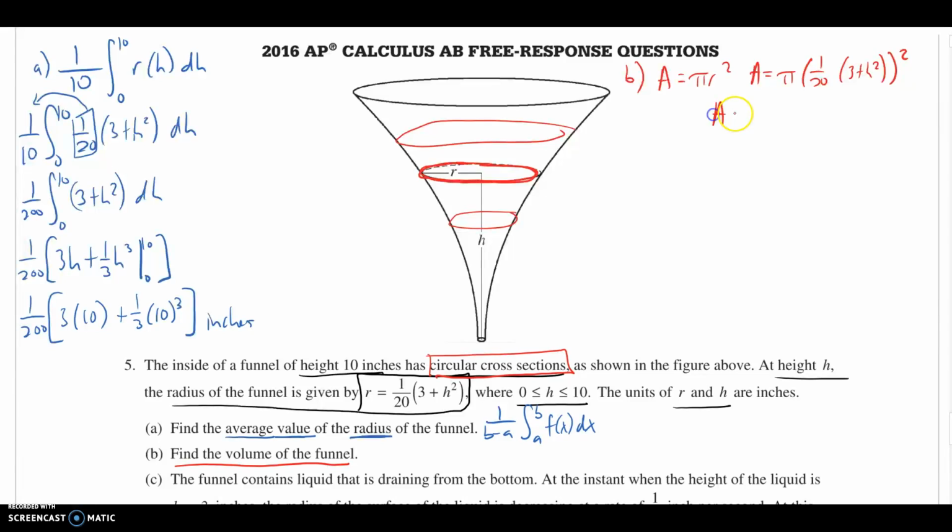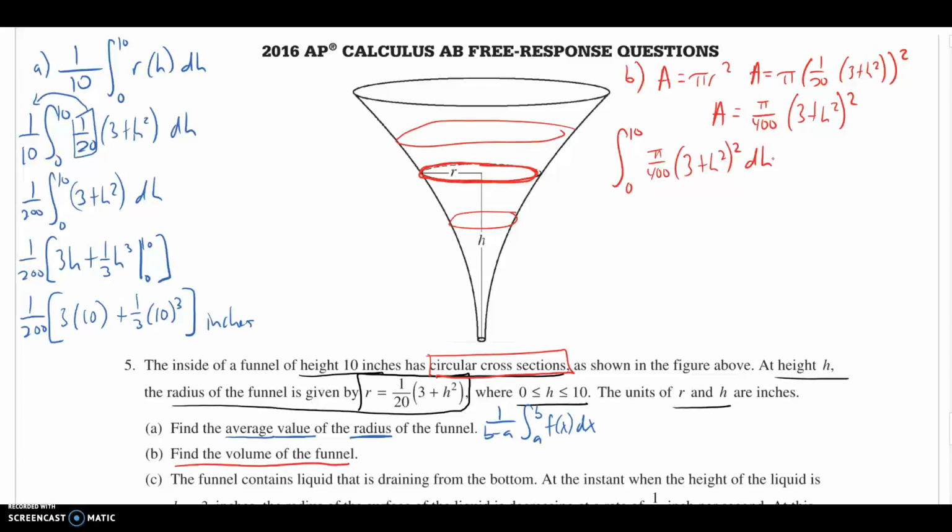So our area actually becomes, putting a couple things together, the 1/20th squared would be a 1 over 400. Combined with that pi, we have an overall constant of pi over 400, and 3 plus h squared squared. And the expression that would give us our volume would be adding up all of those areas along the entire height from 0 to 10. And we'll turn all of these 2D areas into a 3D volume.